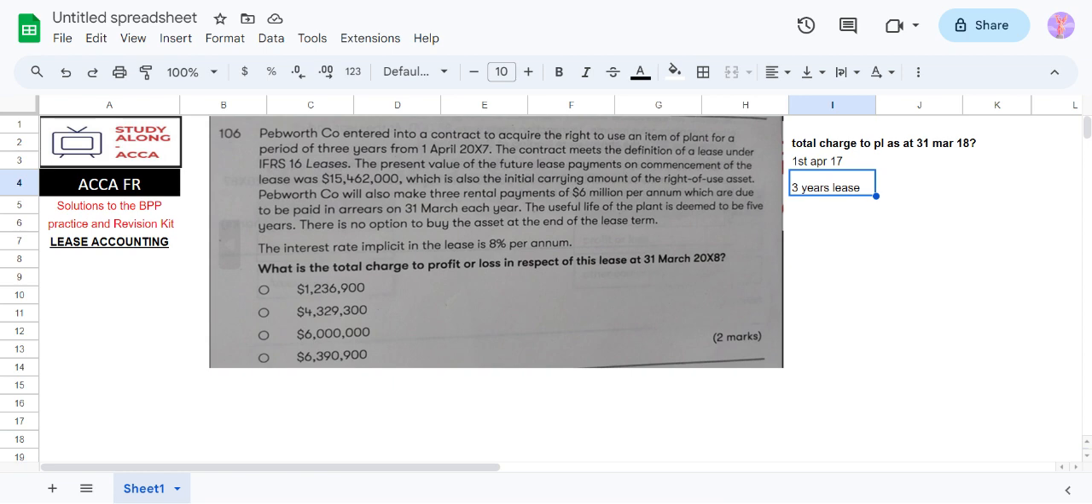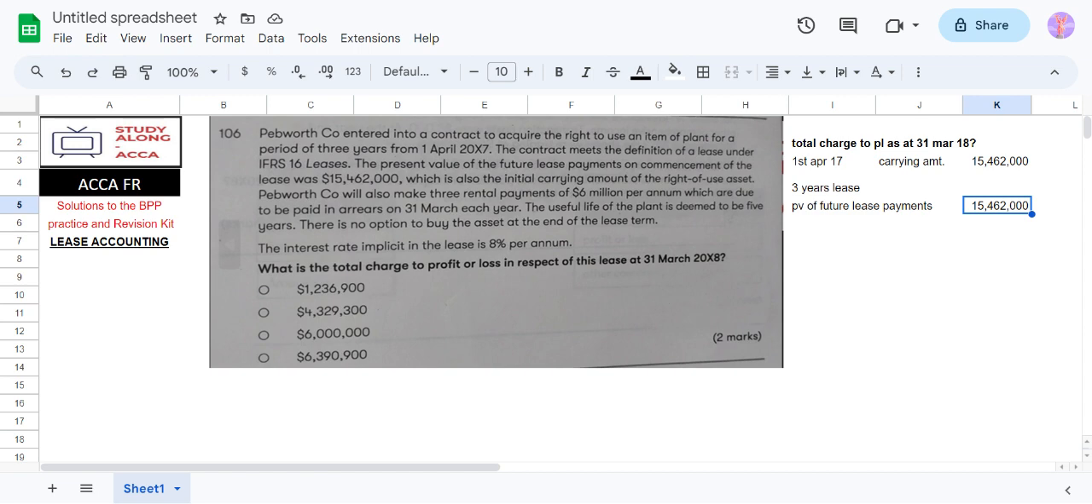It's a 3 year lease. The present value of the future lease payments is given. It is 15462, which is also the initial carrying amount of the right of use asset. So this is the initial carrying amount also, and at this date the carrying amount is this only. The carrying amount is the same as the present value of future lease payments.